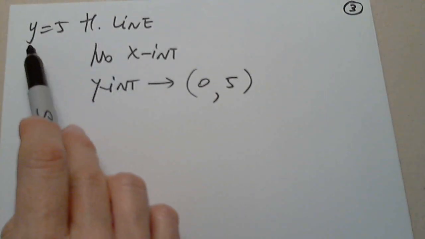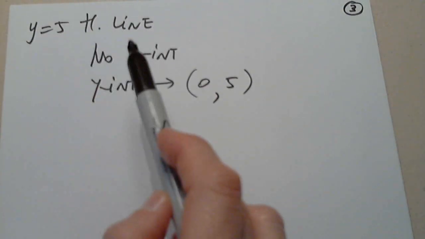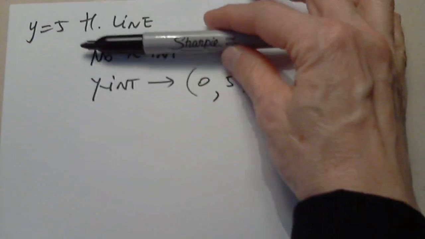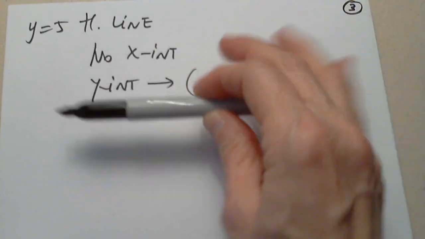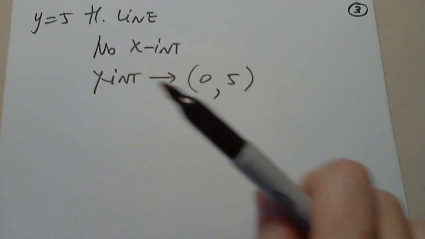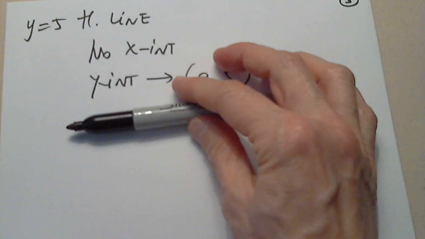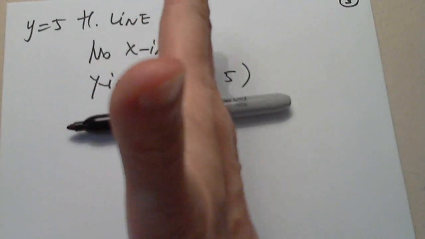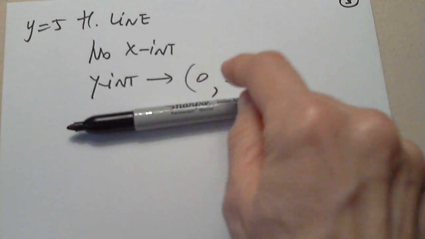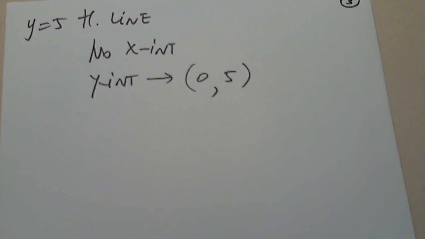So y equals 5 is a horizontal line. Because it's a horizontal line, it is parallel to the x-axis, so it cannot have an x-intercept. But the y-intercept is exactly where it crosses the y-axis, and it crosses the y-axis at (0, 5). Good. Very good.